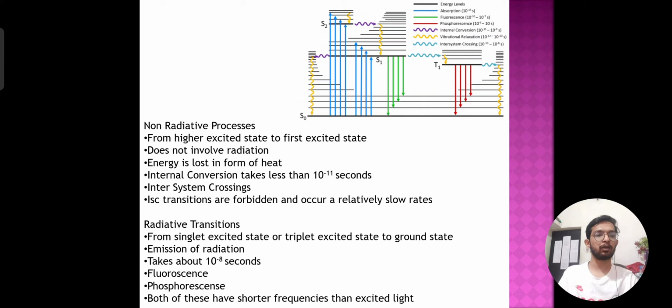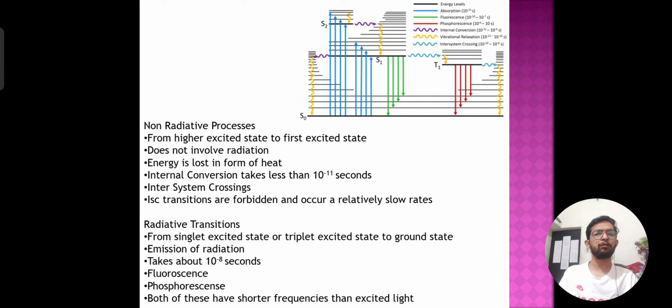These transitions are also non-radiative, but spectroscopically such transitions are forbidden. However, they do occur at a relatively slower rate. Now, let us talk about radiative processes or radiative transitions. Those are mostly fluorescence and phosphorescence.